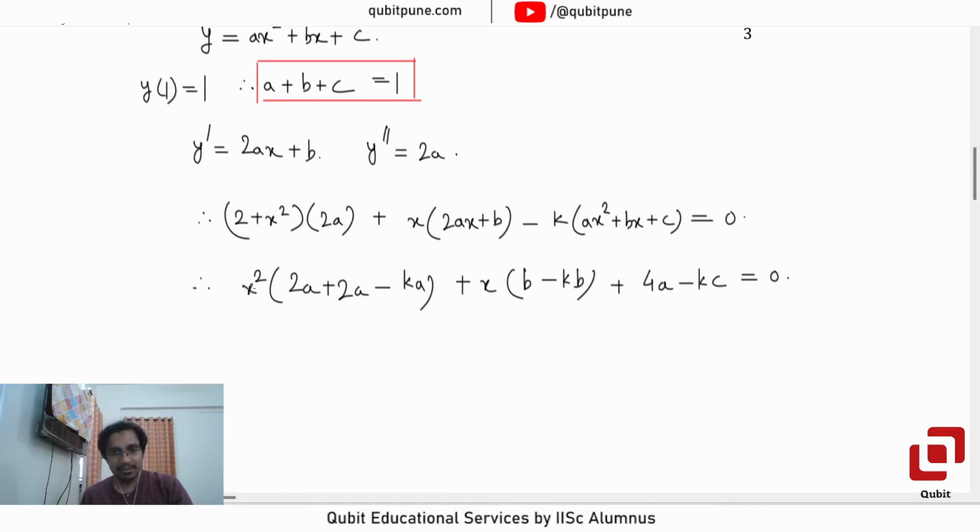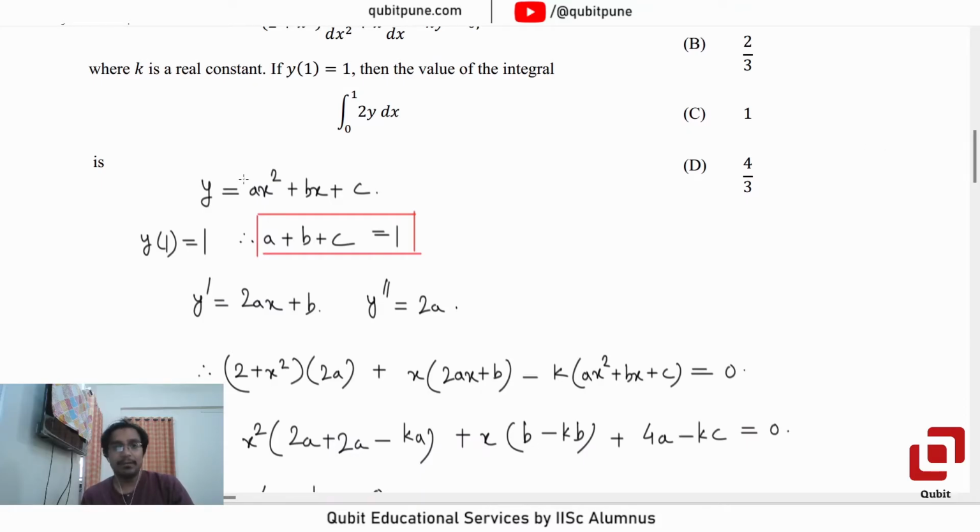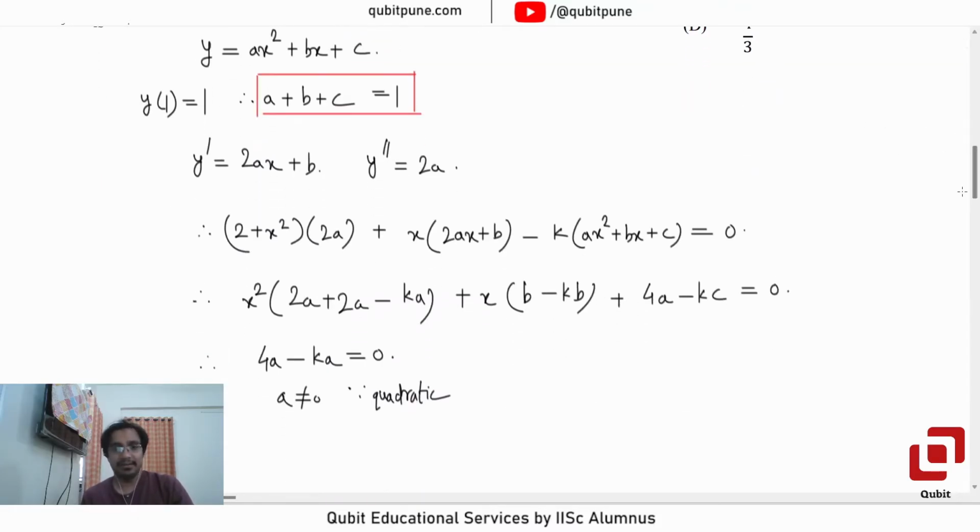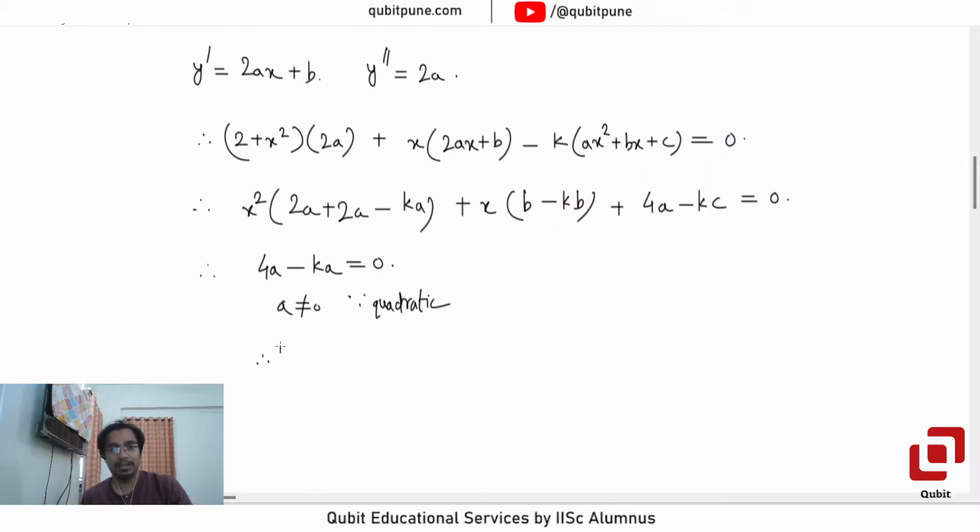Okay, so because x squared into this plus x into this plus that is equal to 0, we must have each coefficient equal to 0. So I can say 4a minus ka equal to 0, based on the first coefficient of x squared. Now a is not equal to 0 because it is quadratic. If we assume that a is 0, then it won't be a quadratic function, it will be a linear function. So k should be equal to 4. Yes, k should be equal to 4.